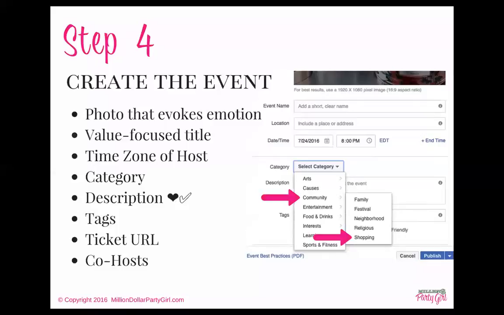The other thing you'll see is a ticket URL. Now, of course, you're not selling tickets to your event because it's an online shopping party. But what you could put in there is your website address. It's not a ticket, but just in case somebody clicks it, at least it will go to your website. And then last but not least is your co-host, and this is where you're going to put your hostess name and make her the co-host of your party.